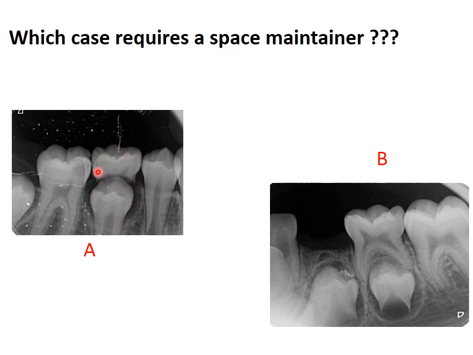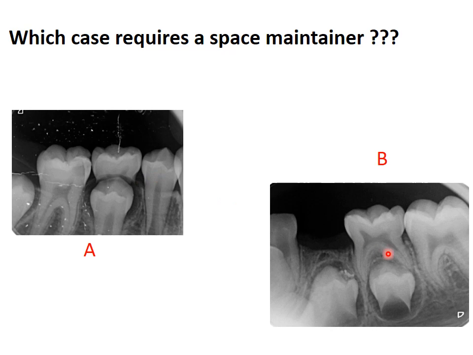The primary second molar is still there, and the permanent first molar is erupted. There are no roots that we can see here, so the tooth is soon going to exfoliate, and there is no bone coverage that we see. As soon as the tooth exfoliates, the permanent tooth will erupt into the oral cavity. So there is no need for a space maintainer in case A.